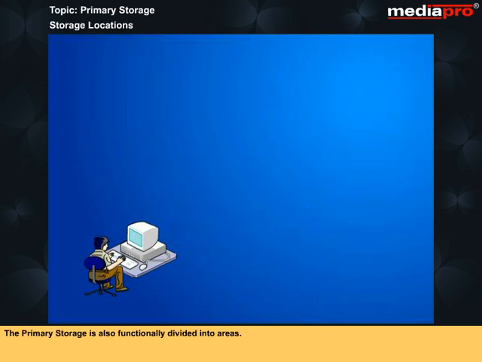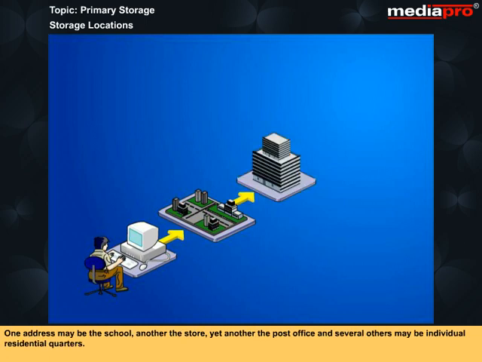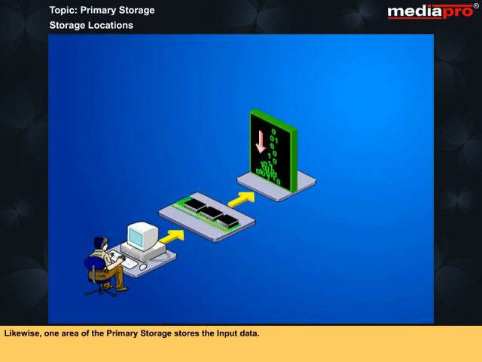The primary storage is also functionally divided into areas. It can be compared to a small locality divided into different plots, each with a distinct address. One address may be the school, another the store, yet another the post office, and several others may be individual residential quarters. Likewise, one area of the primary storage stores the input data.